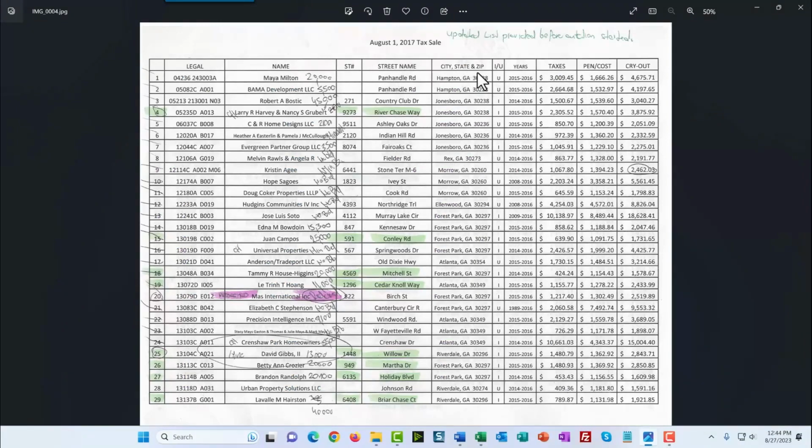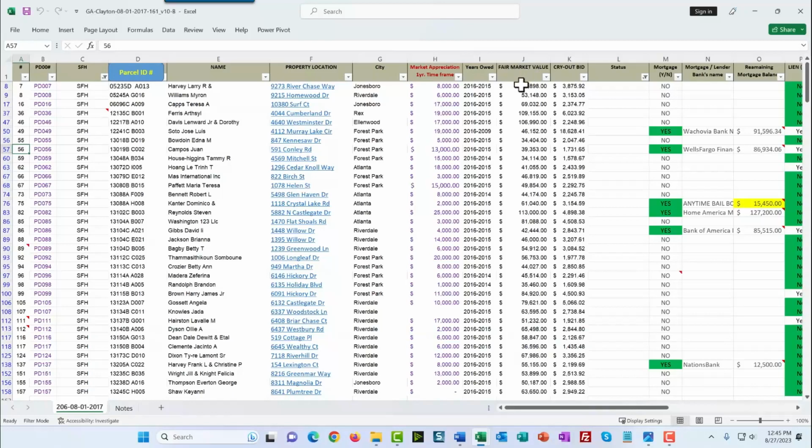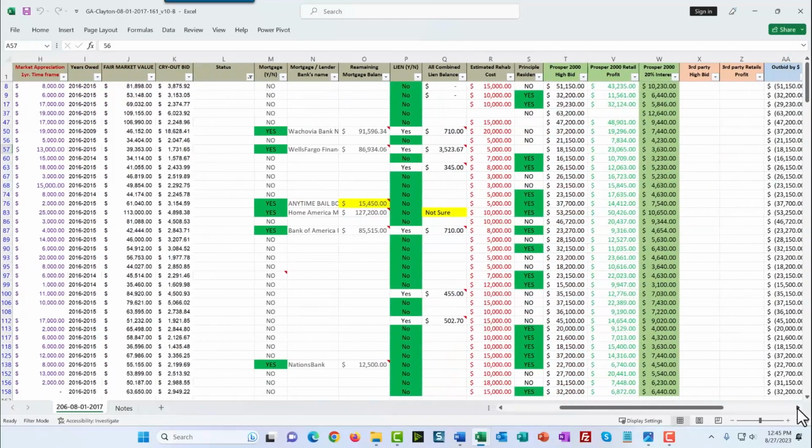Normally the county suggests what the fair market value of the property is, but that number is never accurate. This is the fair market value that I have determined on those properties. This is the cry out bid, the opening bid. If we go further out, we will see what my maximum bid would be, and that would be right here. So that's the maximum bid.